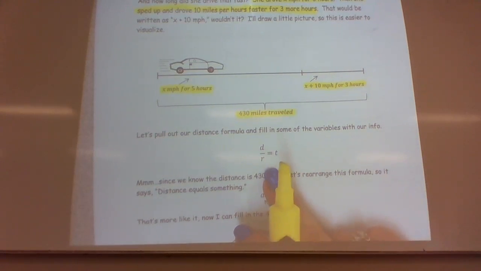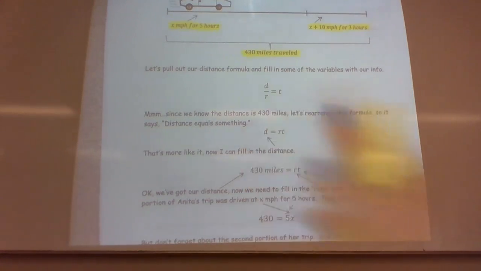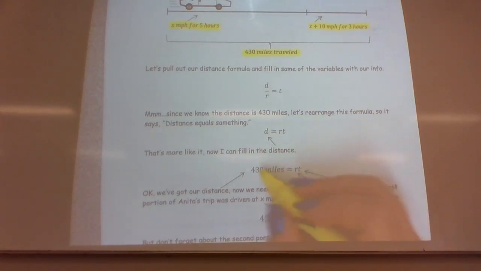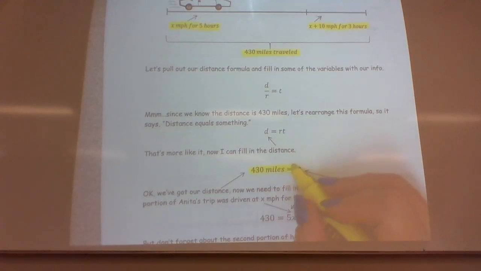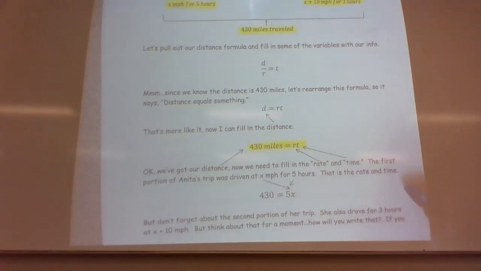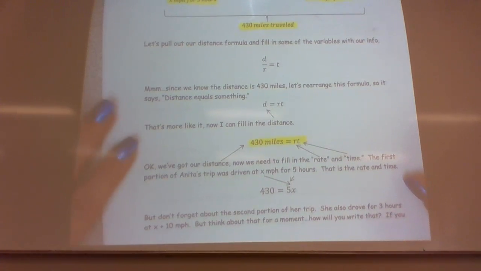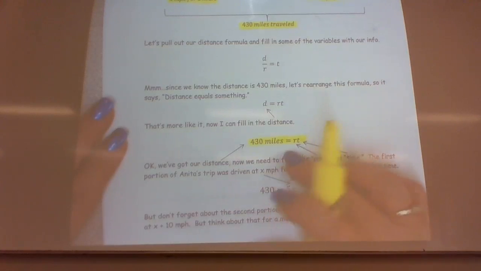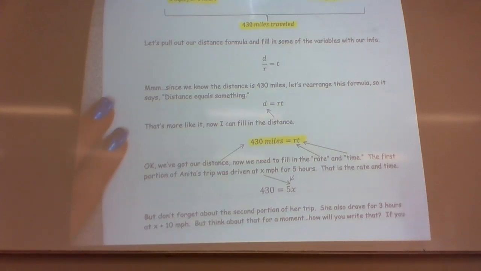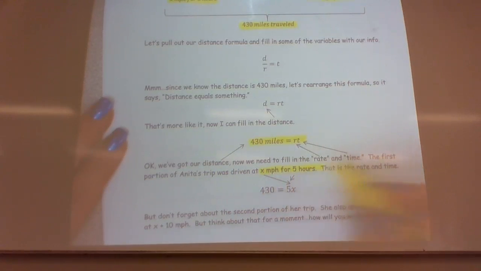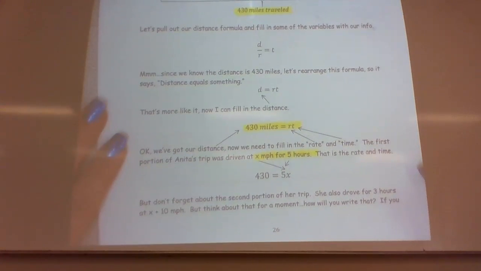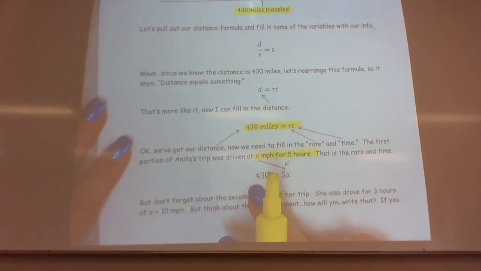Again, we have our distance formula. I'm going to move this up. So we know that the distance is 430 miles, right? And then we have the rate and the time. So we need to fill in the rate and the time. So the rate, right? The first portion, is 5 hours times X, because we don't know how fast she drove. So now we have 430 equals 5X, right?